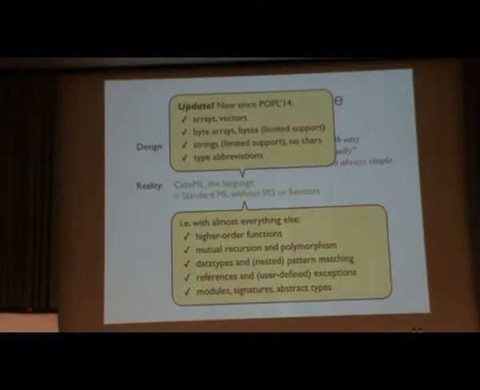Now, as we're trying to approach doing interesting applications, we've also added arrays, vectors, byte arrays, and bytes, but with very limited support for bytes, just to have them in byte arrays. Strings also have limited support. We don't have characters, but we do have strings. We have type abbreviations. Then we also reworked the semantics to make it nicer in many ways, but that's not so visible from the outside.